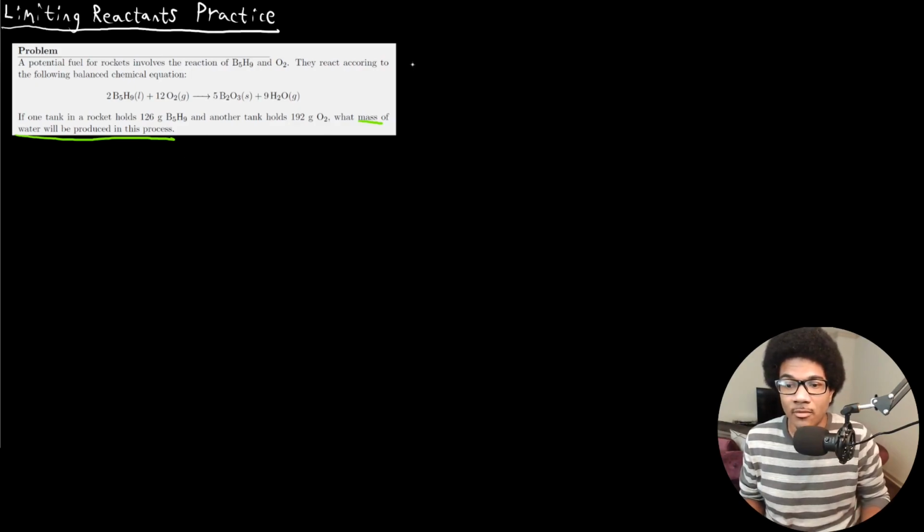Now, I wanted to go through this question because it doesn't explicitly tell you to solve for the limiting reactant, but you'll have to know that you need to determine the limiting reactant if you're going to be able to answer a question like this, right? What mass of water is produced? If you've got two different amounts of two different reactants, then you need to know which one's going to be consumed first before you can definitively answer the question of how much water will be produced in that process. So even though it doesn't tell us to determine the limiting reactant, we need to know that I need to determine the limiting reactant first before I can answer this question with any level of certainty.